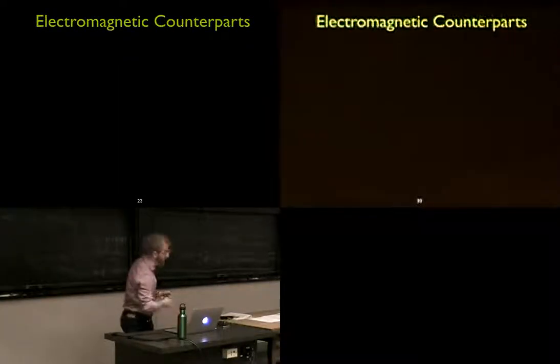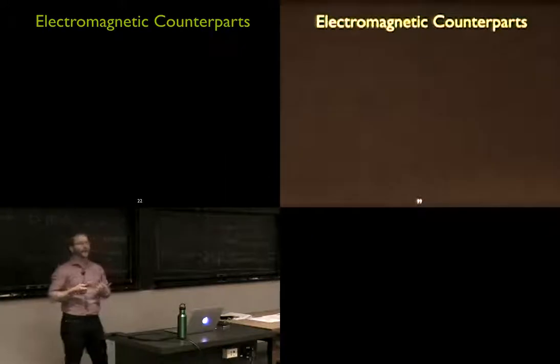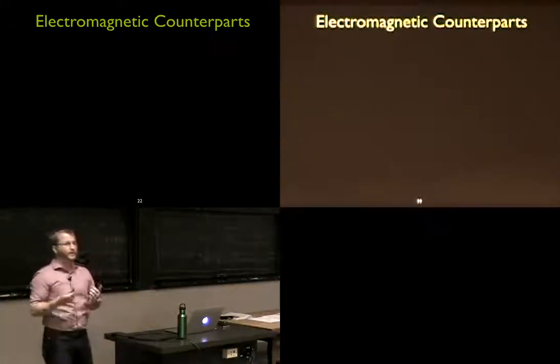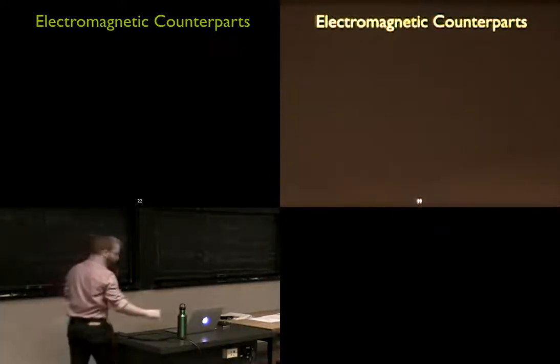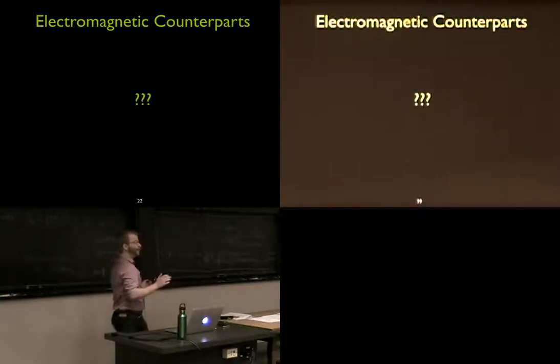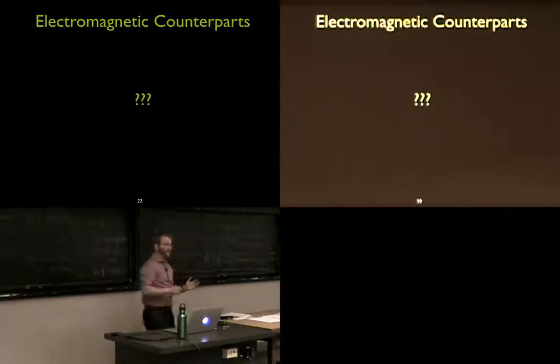So the question is, what kind of electromagnetic counterparts do we expect from a binary black hole merger? And the answer is we have no idea. So we don't expect anything.